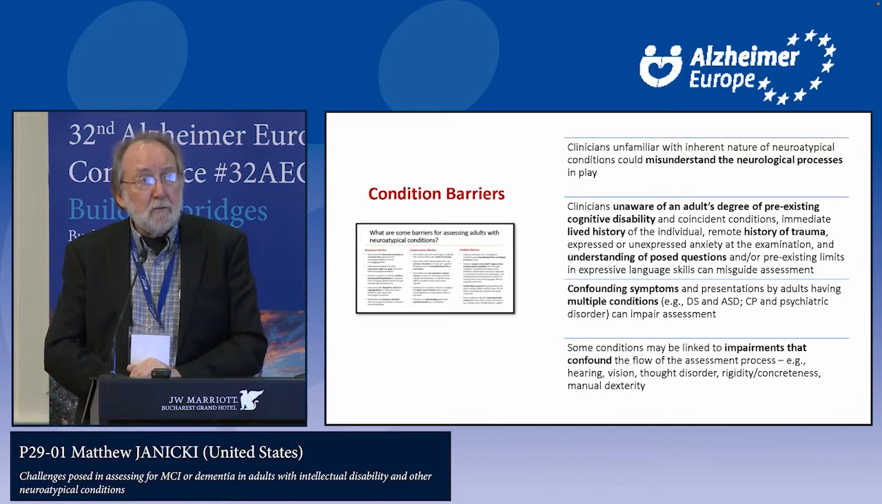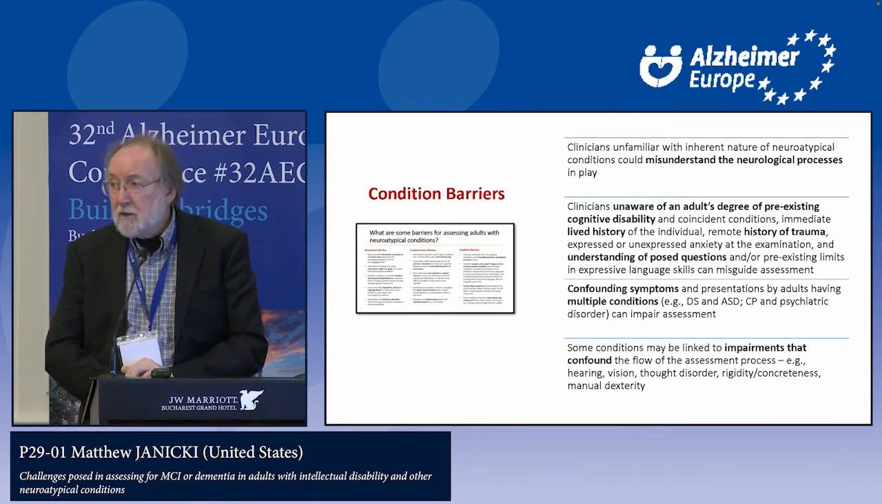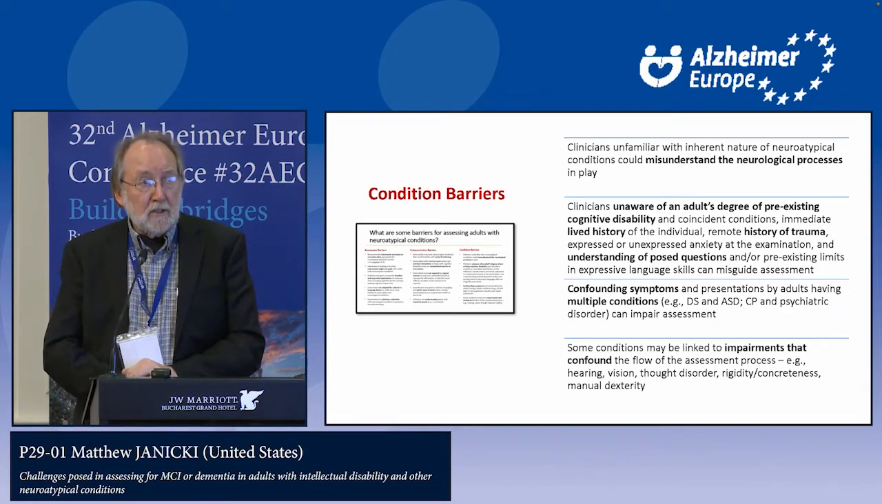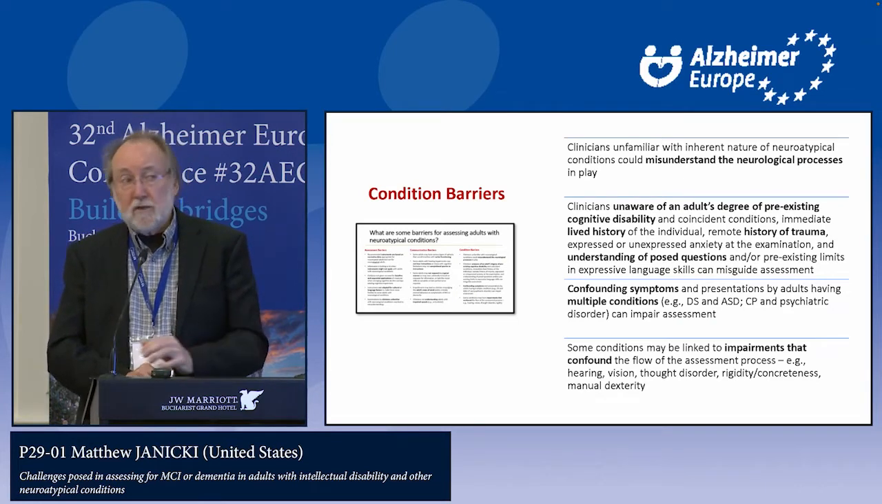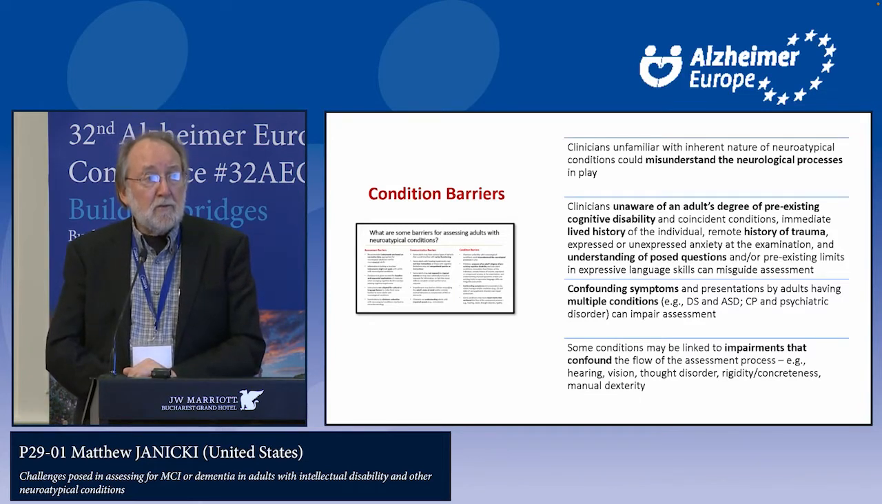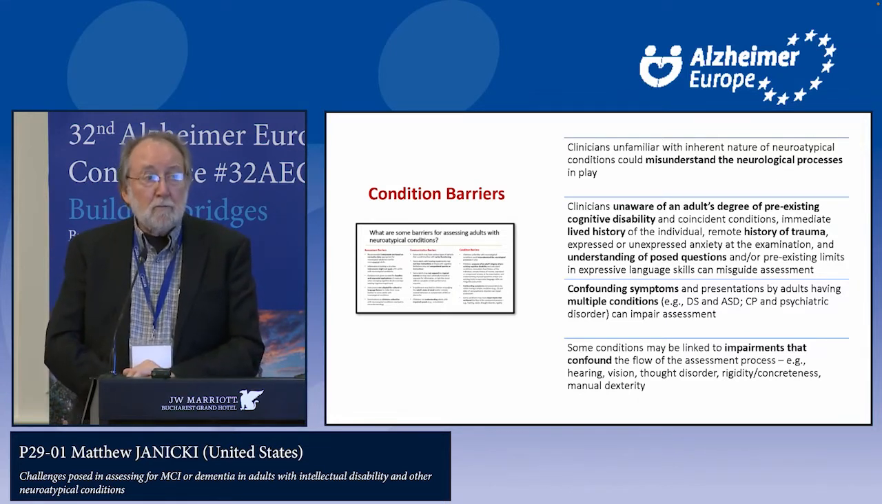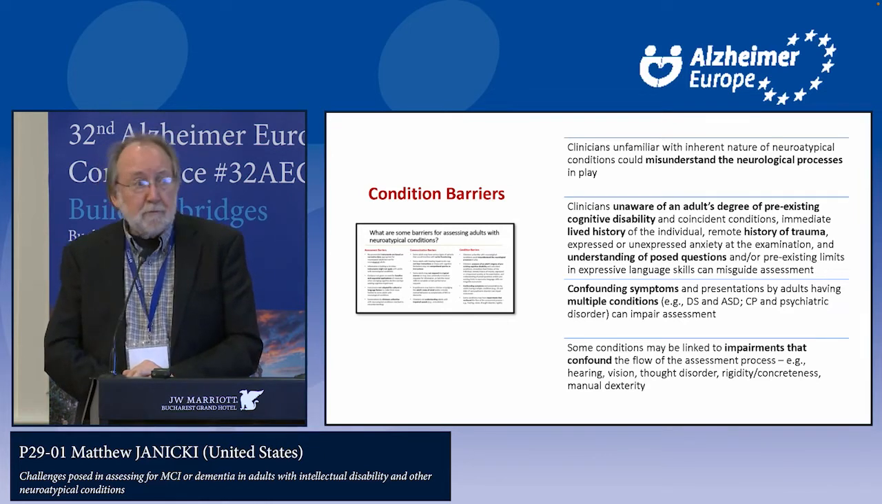Clinicians may be unfamiliar with the inherent nature of a neuroatypical condition, which could lead to misunderstanding the neurological processes in play. Clinicians may be unaware of adults' degree of pre-existing cognitive disability and coincident conditions, the immediate lived history of the individual, remote history of trauma, expressed or unexpressed anxiety at the examination, understanding of posed questions, and or existing limits in expressive language, which all can misguide assessment.